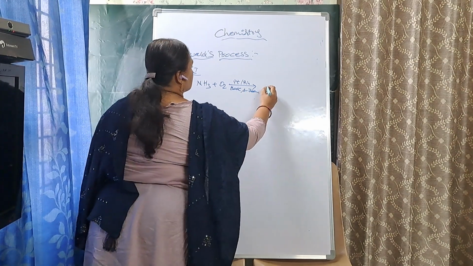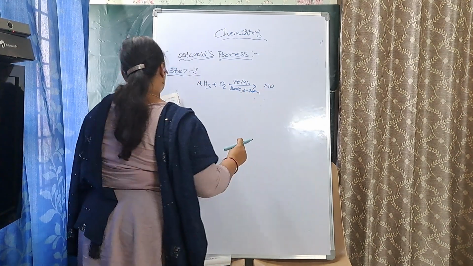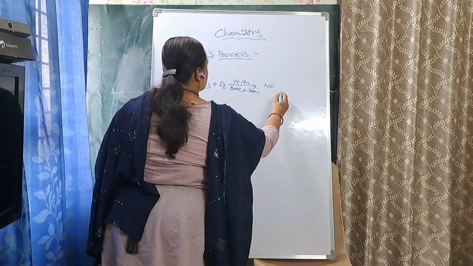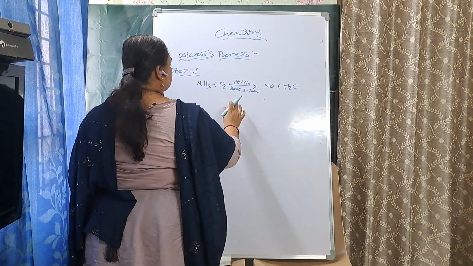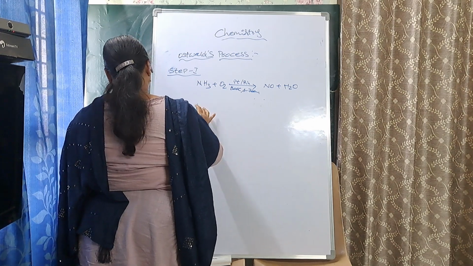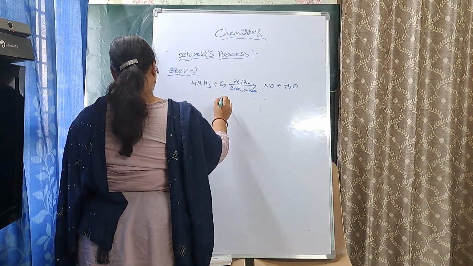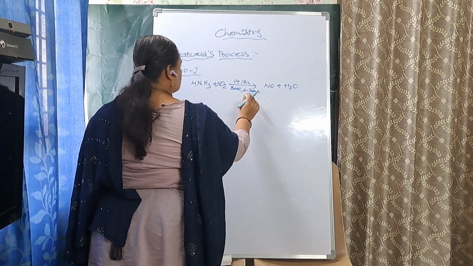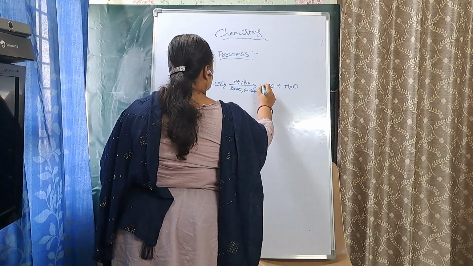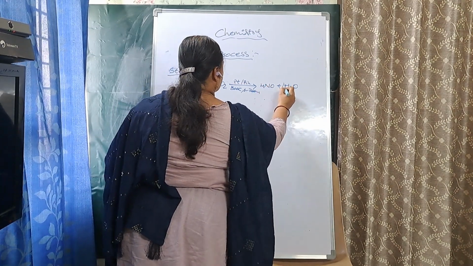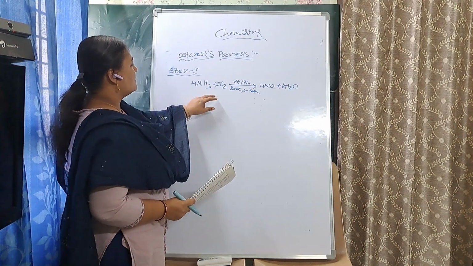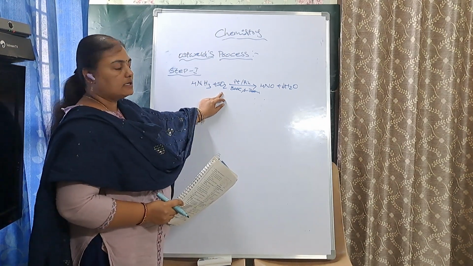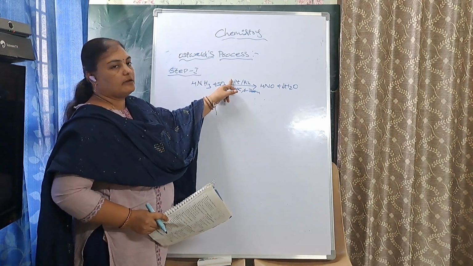we get nitric oxide plus water. We have to balance the equation. Okay. So in step 1, when ammonia reacts with oxygen in the presence of platinum catalyst.